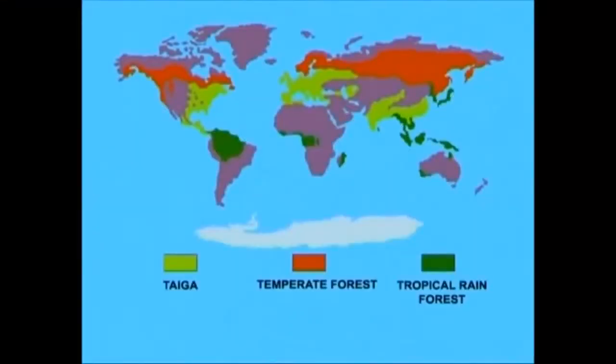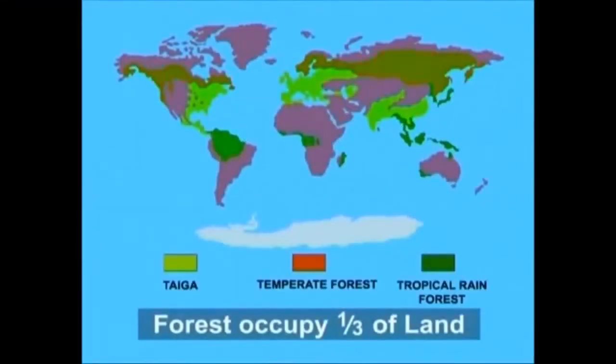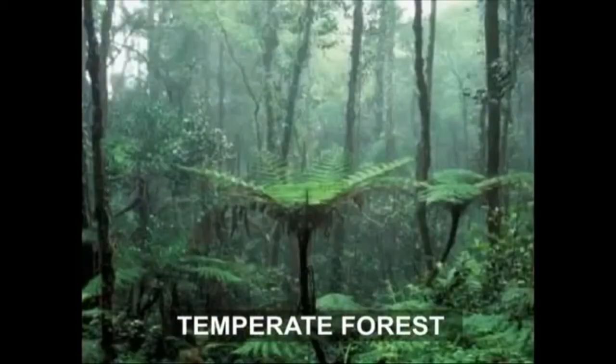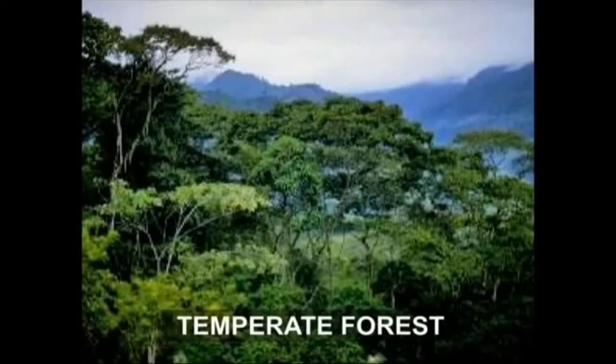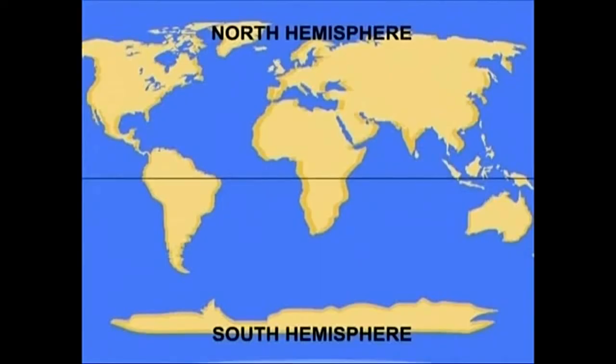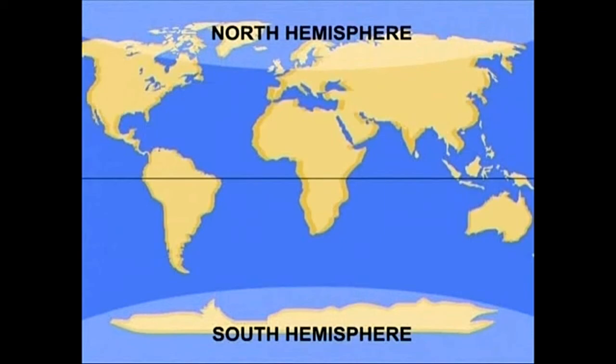The forests around the world occupy about one-third of Earth's land. The temperate forest is also known as fall-season forest. The temperate forest is located in many places in both the northern and southern hemispheres.